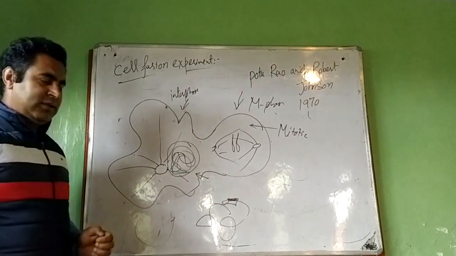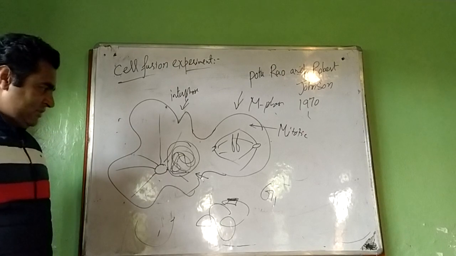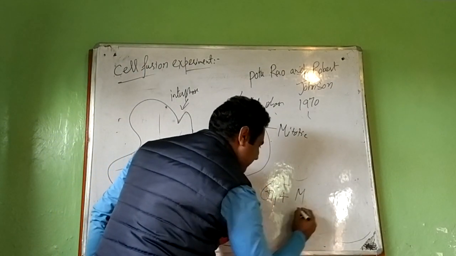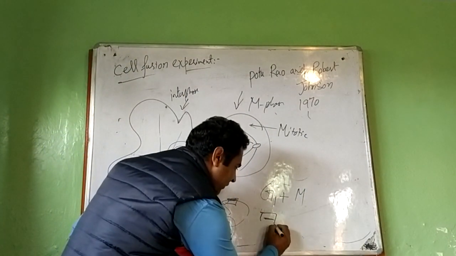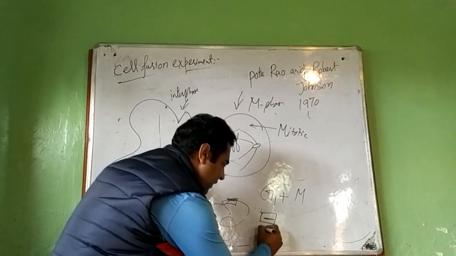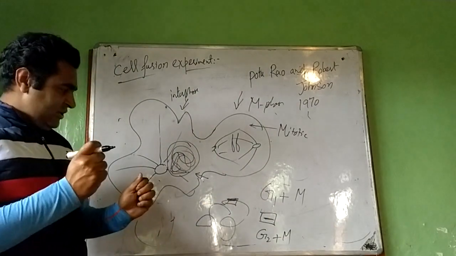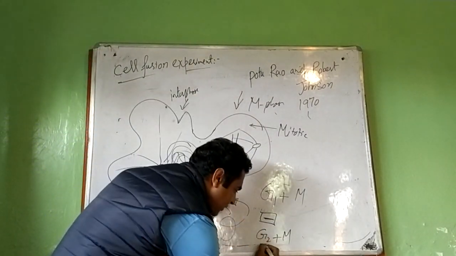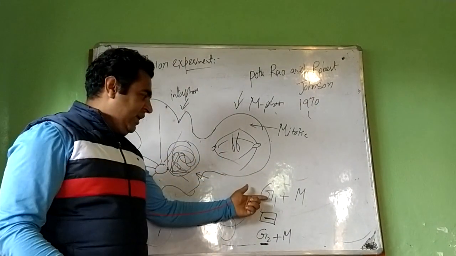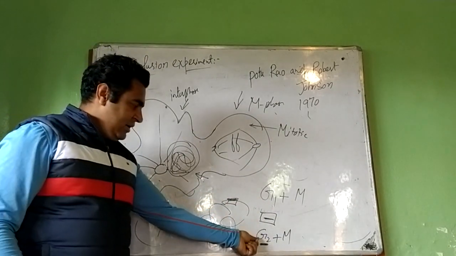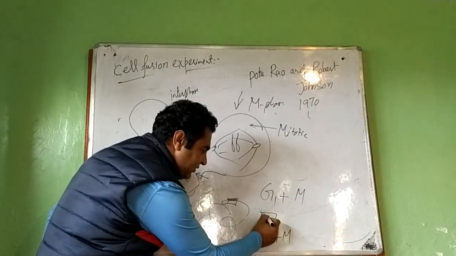Similarly, if a G1 cell, G1 is also part of interphase, was combined with the mitotic cell, G1 DNA will start compacting. Similarly, if a G2 cell was fused with the mitotic cell, G2 DNA will undergo compaction. One contrasting difference between G1 DNA and G2 DNA is that G2 DNA's thickness is double that of G1 DNA.